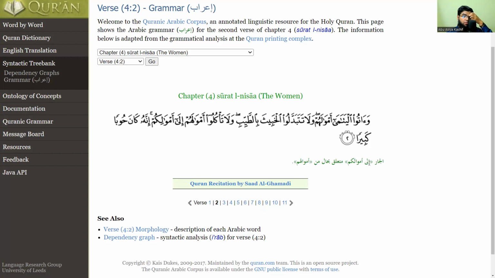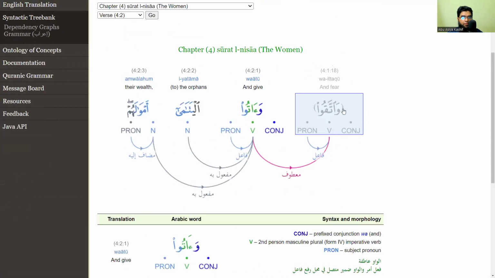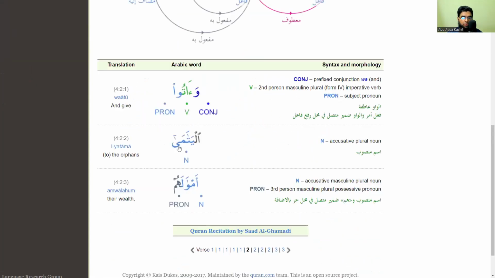Okay. Al-jar ila amwalikum muta'alliq. He's giving difficult ones, I guess. Okay. You can go to dependency graph. Wattaqu ayatul yatama amwalahum. Where wattaqu file is here, the wow file and all that. This is very interesting if you want to go. Okay.